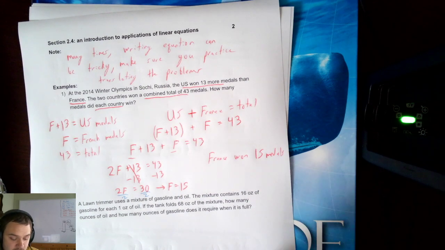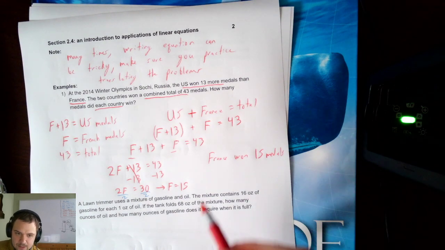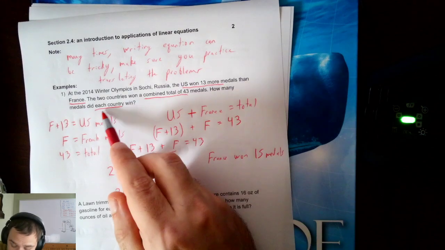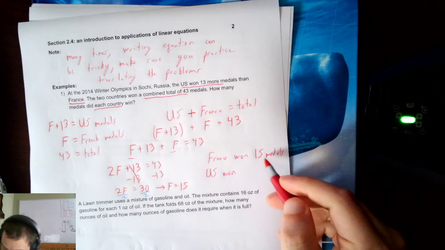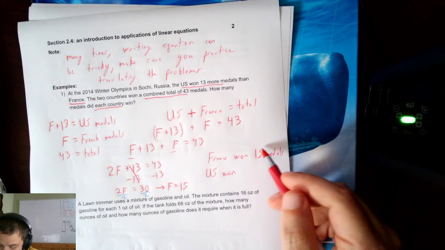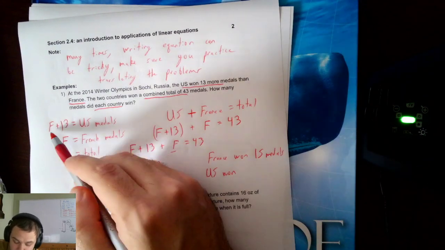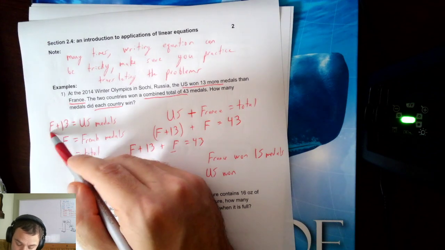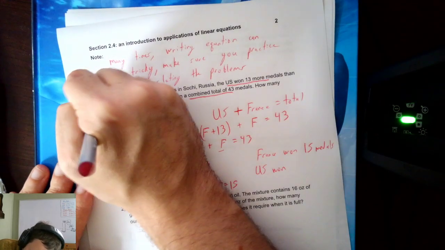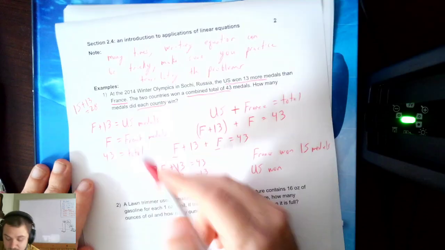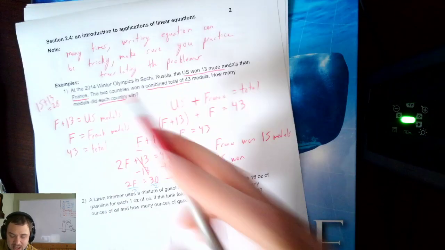However, I need to answer the question. I need to finish answering the question. It wants to know how many medals did each country win. So I need the U.S. won. How many medals did the U.S. win? Well, if I know France won 15, it's 13 more, right? Using this equation here. 15 plus 13, which is 28, right? The U.S. must have won 28 medals.